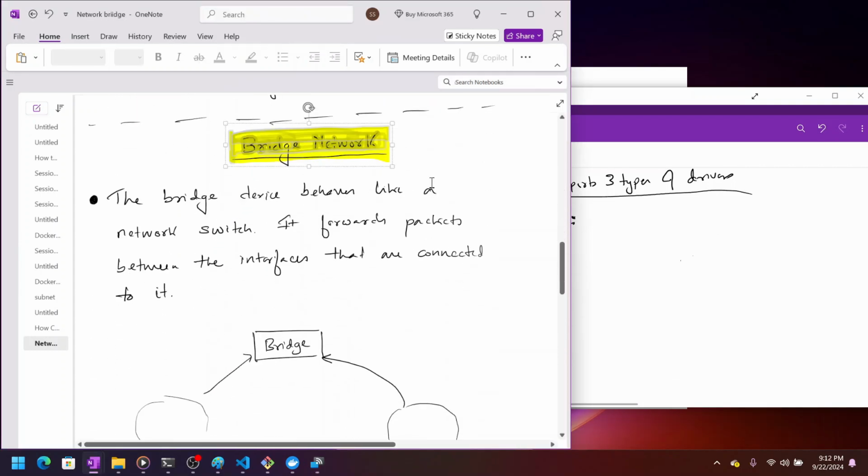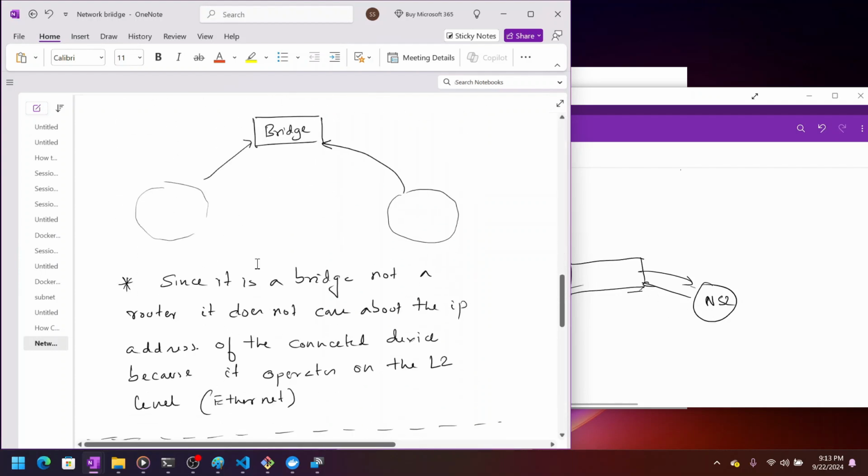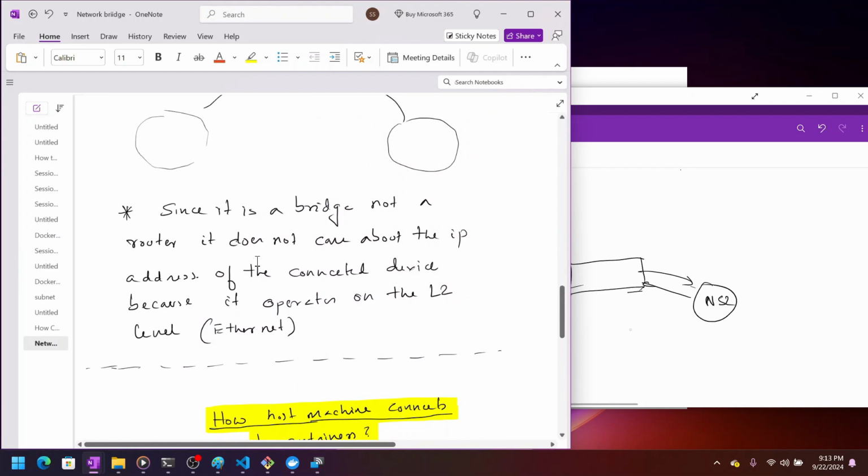A bridge network is a device that behaves like a network switch. It forwards packets between two interfaces that are connected to it. In Docker, a bridge is software, but hardware bridges also exist. What does a bridge do? It just forwards the packets between two network interfaces connected to it. Let's say this is one container on one namespace, and this is another namespace. It just forwards the packets. And since it's a bridge, not a router, it does not care about the IP addresses of the connected devices because it operates at the L2 level.